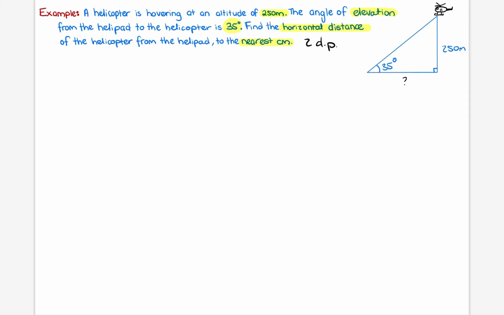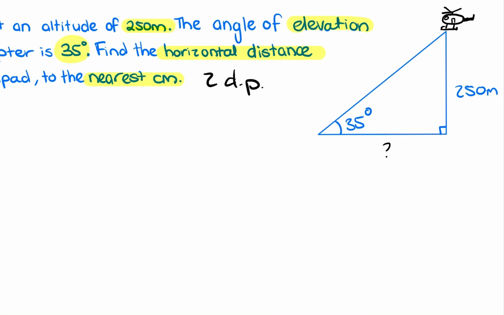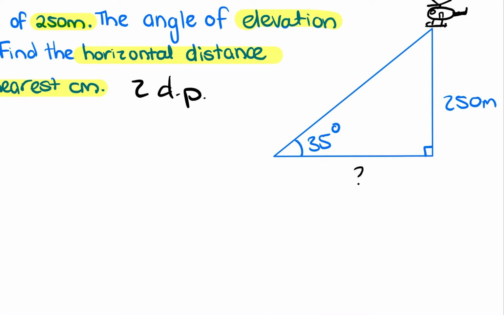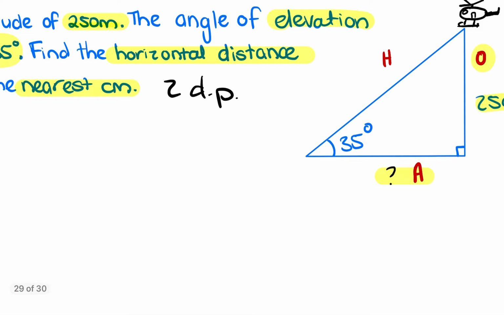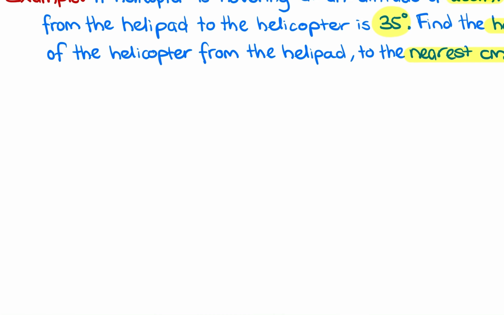Now, this one came with a diagram already done. They've already put most of this information in here, and we are mostly looking to find this here. One of my first steps is I'm going to label my triangle with my A, O, and H. I need this side here, my O, and this side here, my A. Because I've got O and A, I'm going to be using tan.